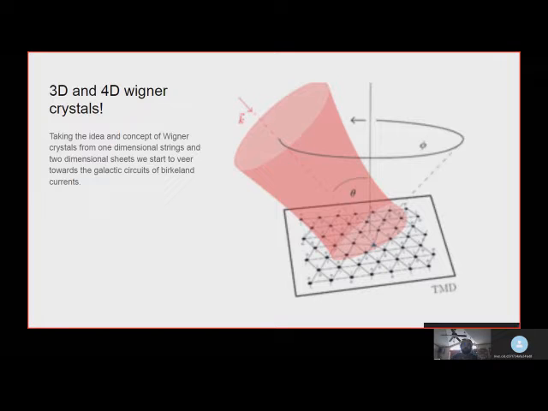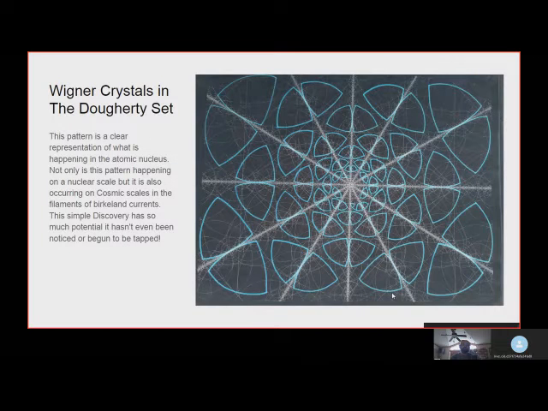Taking the idea and concept of Wigner crystals from one-dimensional strings and two-dimensional sheets, we start to veer towards the galactic circuits of Birkeland currents. Wigner crystals in the Dougherty set. This pattern is a clear representation of what is happening in the atomic nucleus. Not only is this pattern happening on a nuclear scale, but it is also occurring on cosmic scales, in the filaments of Birkeland currents. The simple discovery has so much potential, it hasn't even been noticed or begun to be tapped yet.